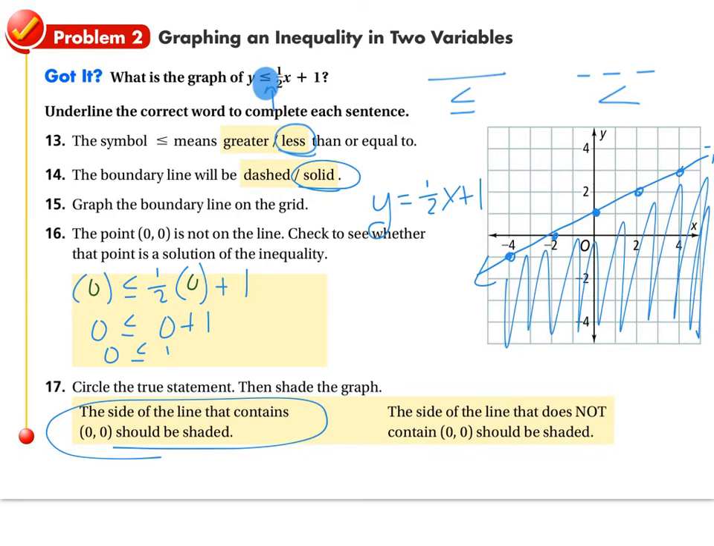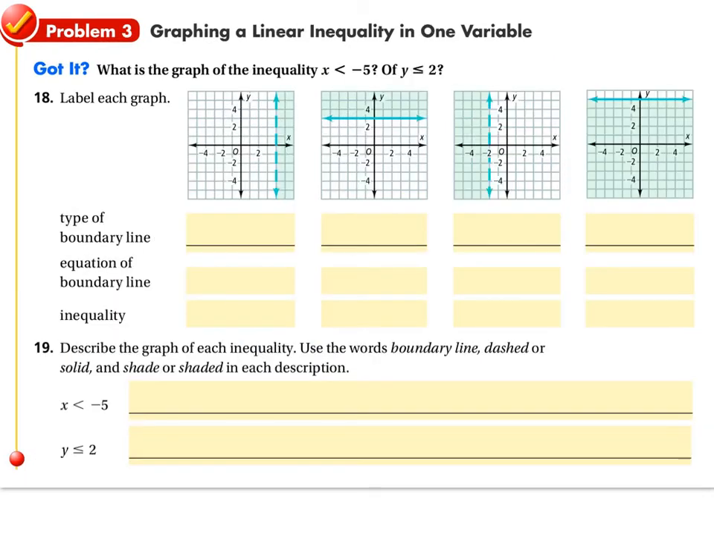So on this slide, we've had two new things. One about whether the line should be solid or dashed based on what the inequality looks like. And how to check to see which side of the equation needs to be shaded. It's the third time I've done this.